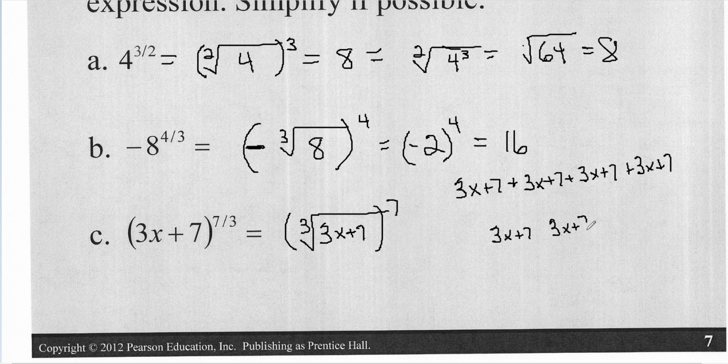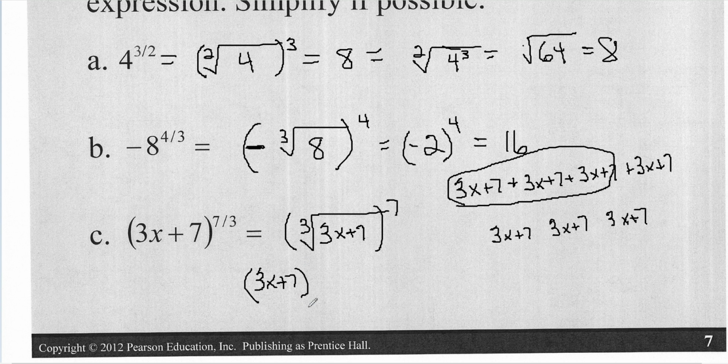3x plus 7. 4, 5, 6, and 3x plus 7. So there's 7 of these 3x plus 7s. And for every 3 from the index, I'm going to take out 1. So I got 3x plus 7. I got 3 here, so 1 comes out. 3x plus 7. And I've got 1 here and 2 more here. So that means another 3x plus 7 comes out. I'll just square it. And I've got 1 left over.